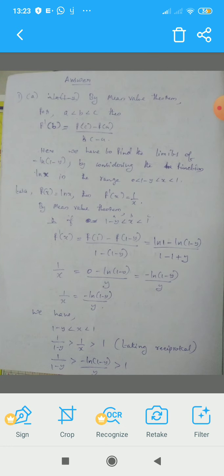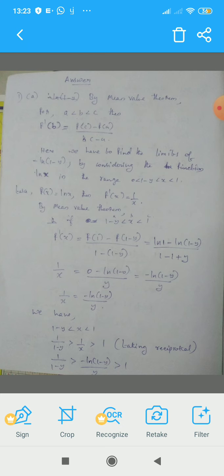First, you all know about mean value theorem. What do we mean by mean value theorem? If a function is continuous in the range a less than or equal to x less than or equal to c and is differentiable in the range a less than x less than c, then in between a and c we can find a point b such that f dash of b is equal to f of c minus f of a by c minus a. This is mean value theorem. Here we can use this theorem to find the limits of the function minus log 1 minus y.